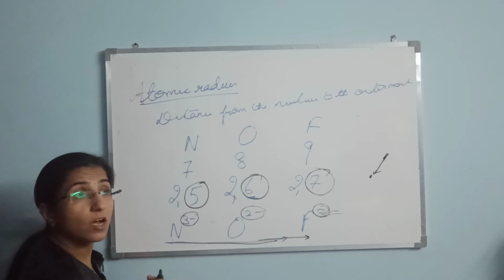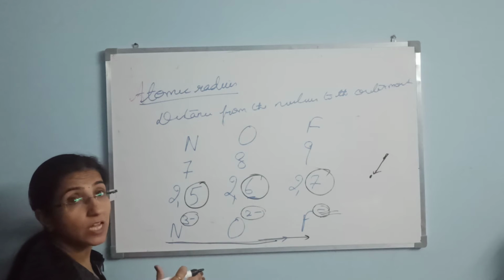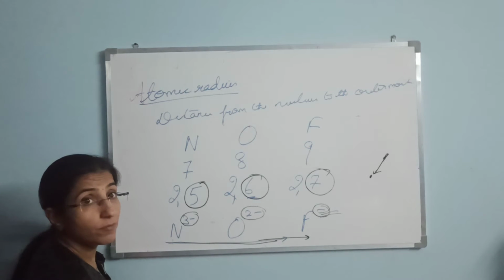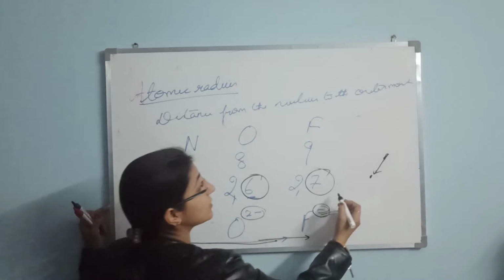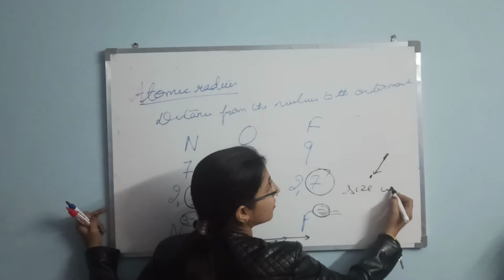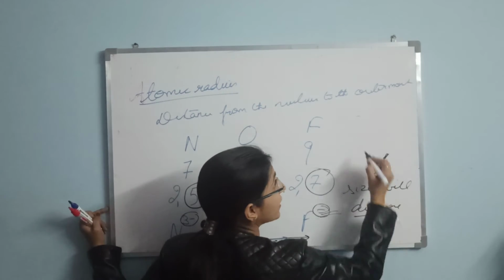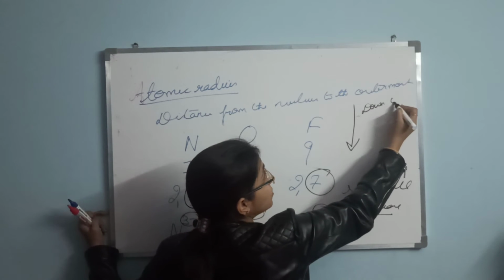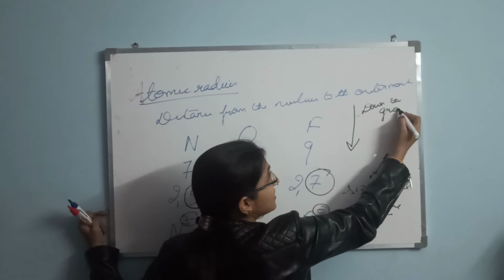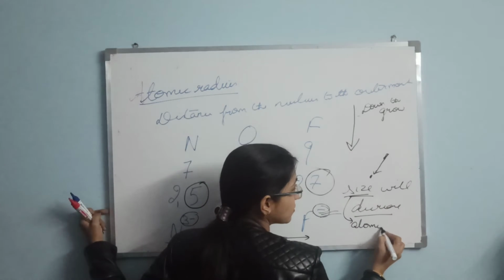And if the electrons are coming closer towards the nucleus, obviously the distance between the nucleus and that valence electron will decrease. As a result, if we are moving across the period, the size will decrease. But as we are moving down the group, size here basically refers to atomic radius.